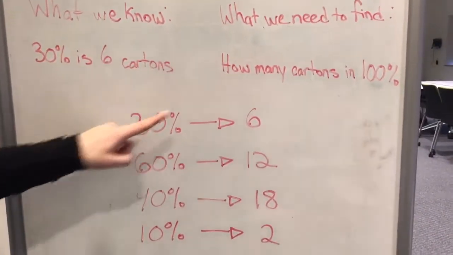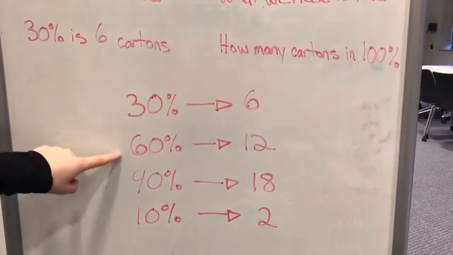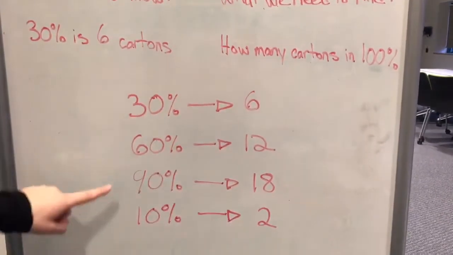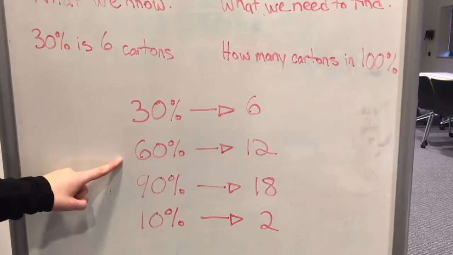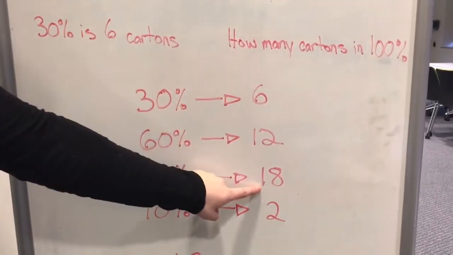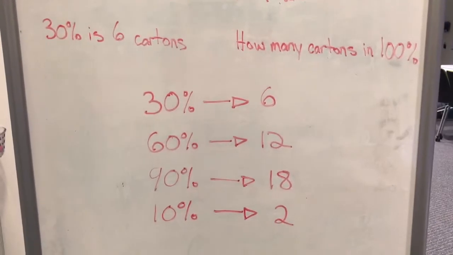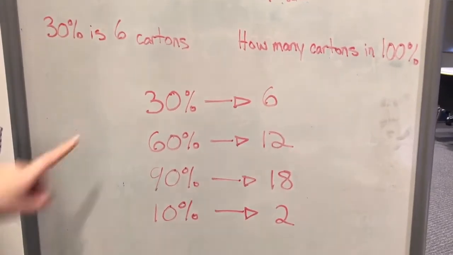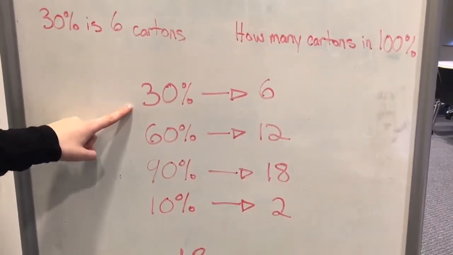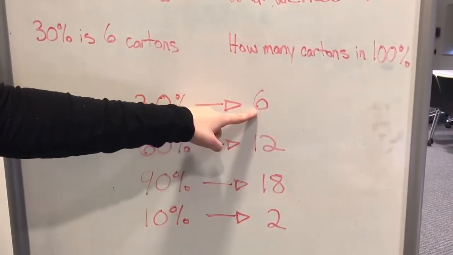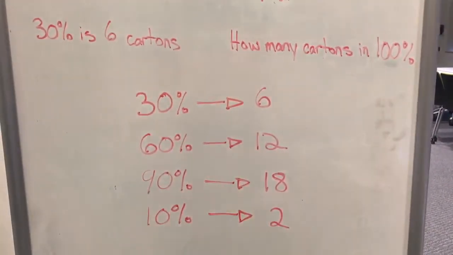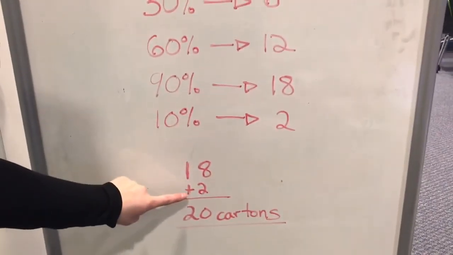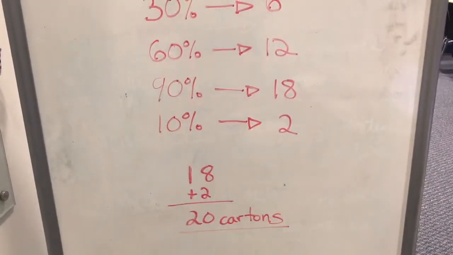We know that 30% is 6 cartons, so we can figure out what 60% is by doubling 30%. So 6 plus 6 is 12. To find 90%, we can add 30% and 60%. So 6 plus 12 is 18. Now all we need to find is 10% because 90% plus 10% equals 100%. To do that, we can divide 30 by 3 to find 10%, so we'll do this over here too. 6 divided by 3 is 2. Now all we need to do is add 90% and 10% together. So 18 cartons plus 2 cartons equals 20 cartons in her total order.